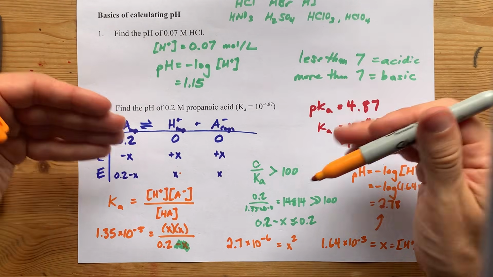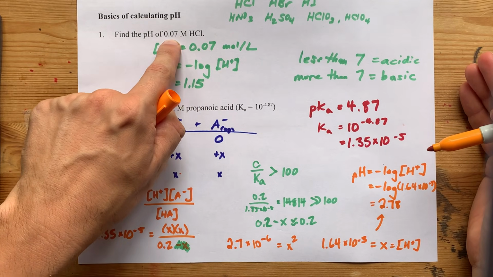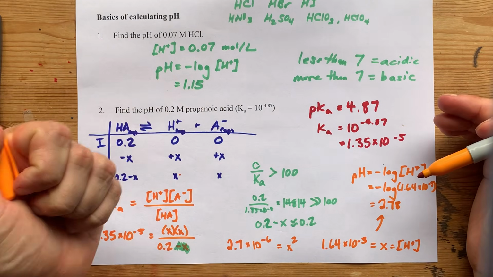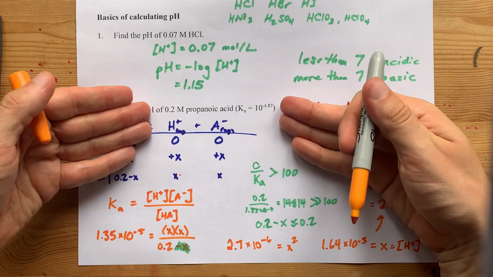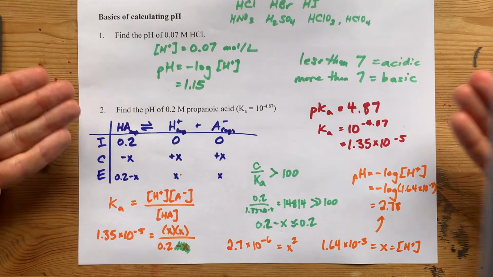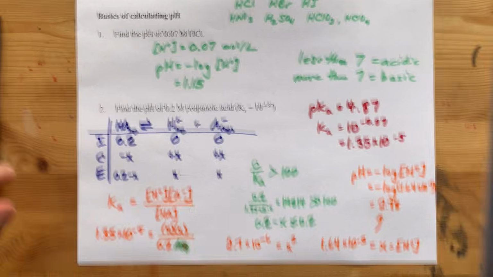there are two ways to calculate pH when you put an acid in water. If it is a strong acid, then the concentration you're given is what you plug into the equation. It's going to be worth like 1 or 2 marks. If it's a weak acid, i.e. not one of these, then you're going to have to do all of this work. Yeah, that's the way it goes.